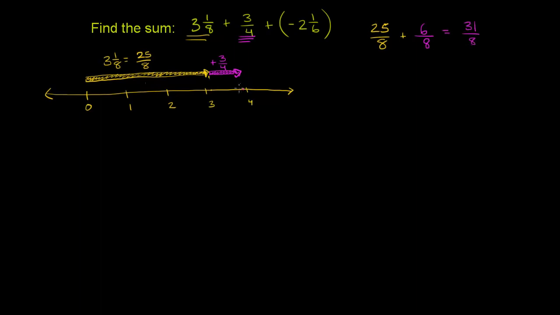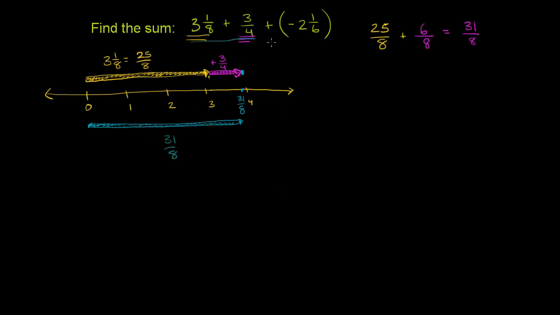So this number right over here is 31 over 8. And it makes sense because 32 over 8 would be 4, so it should be a little bit less than 4. The length of this arrow, the absolute value of that number, is 31 over 8. A little bit less than 4. If you wanted to write that as a mixed number, it would be 3 and 7/8. So that's that right over here. This is 31 over 8. That's that part right over there.